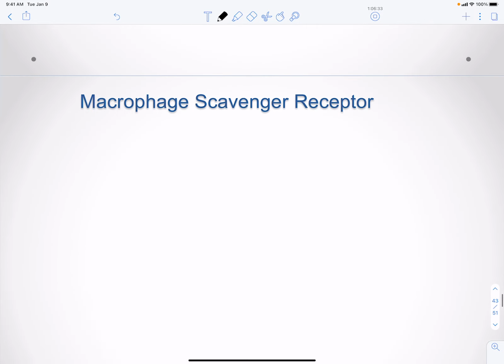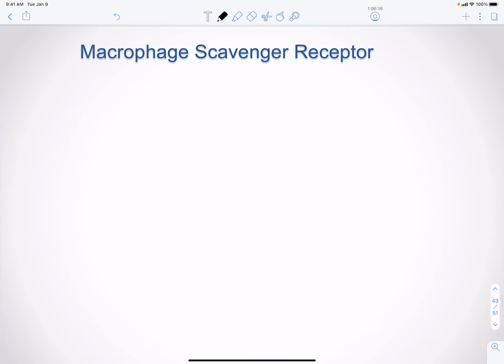We also have a macrophage scavenging receptor. These are going to be particularly high in our phagocytic macrophages. That's my symbol for macrophages. They are non-specific receptors, so that's why they're called scavenger receptors, and they're going to bind to different types of molecules, including your LDL particles.